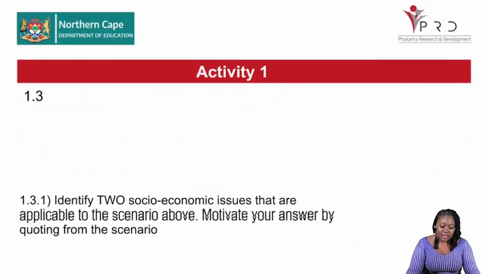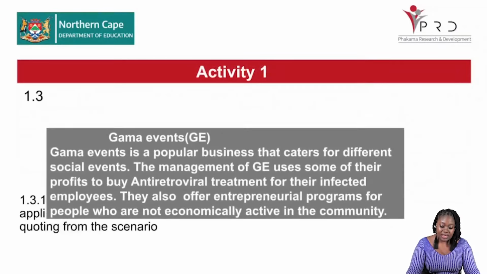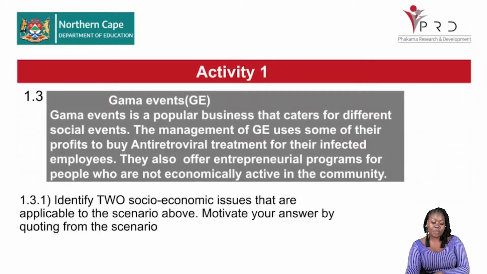So 1.3, we have a scenario. So there is our scenario. I'm just going to read the scenario for you. So Gamma Events is a popular business that caters for different social events. So the management of GE uses some of their profits to buy antiretroviral treatment for their infected employees. They also offer entrepreneurial programs for people who are not economically active in the community.